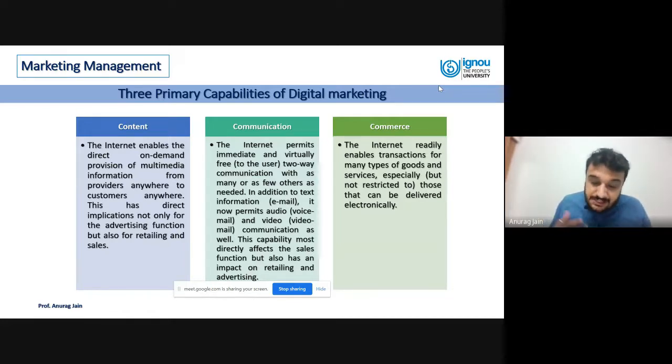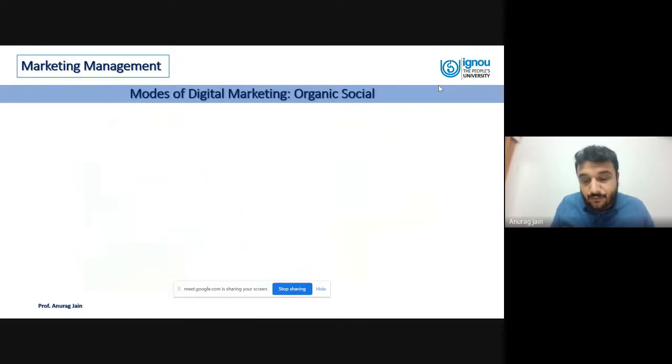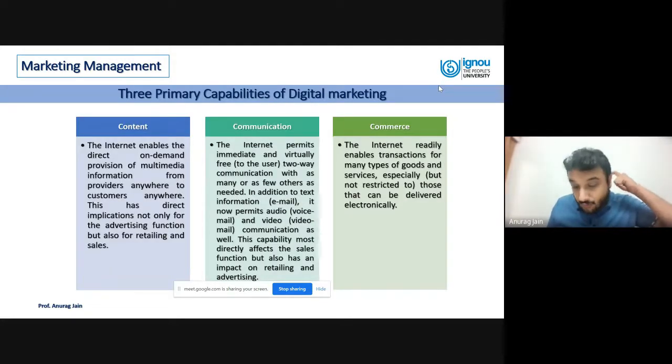So digital marketing is actually helping them to gain much advantage and benefits from the channels which are offered by digital marketing, so that the marketers can very effectively get connected with the consumers whom they want to serve. And these are the three primary capabilities which make digital marketing a very effective mode of promotion or marketing.